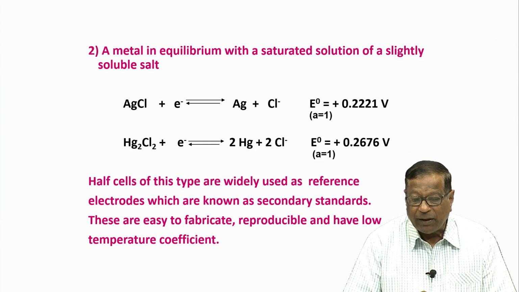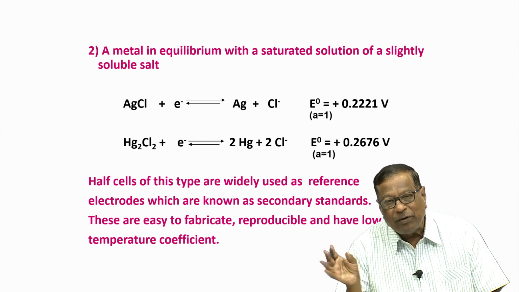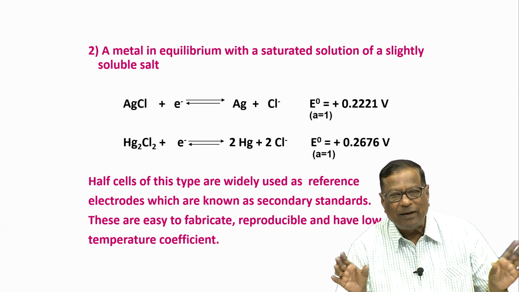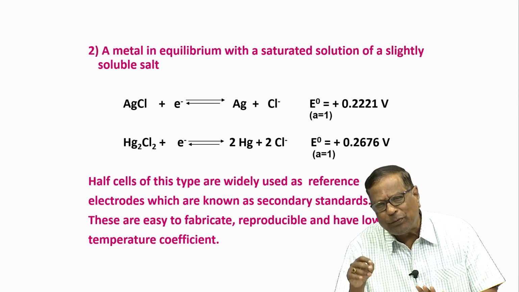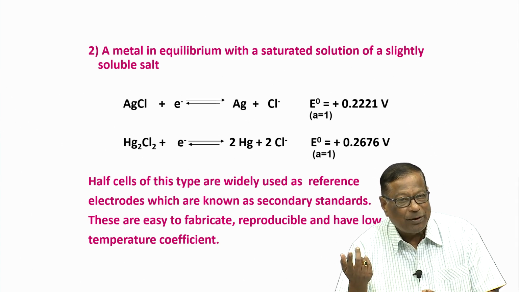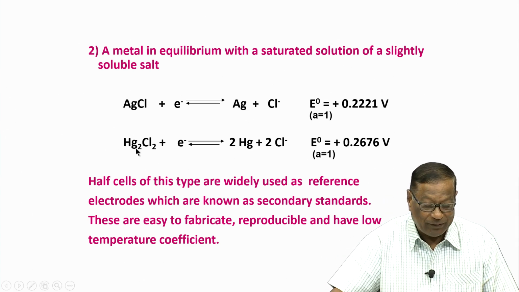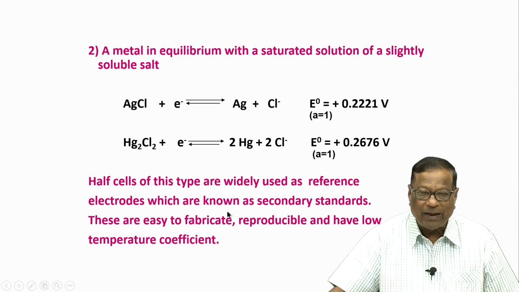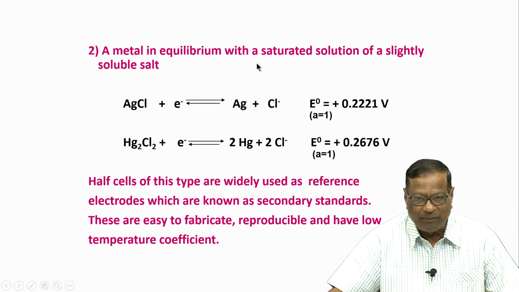But if I know that this silver chloride electrode is having a potential of 0.2221, I can connect it to any other system instead of standard hydrogen electrode and subtract 0.2221. Then that gives me the standard electrode potential, not standard electrode potential, but actual electrode potential. So, this is used to replace standard hydrogen electrode, that is the electrodes of the second kind.